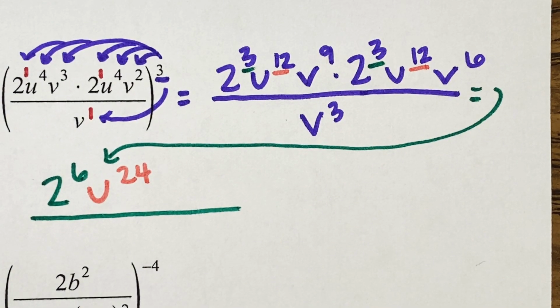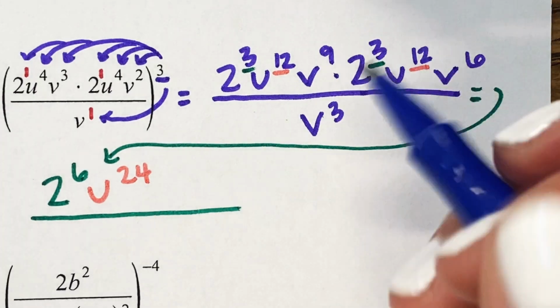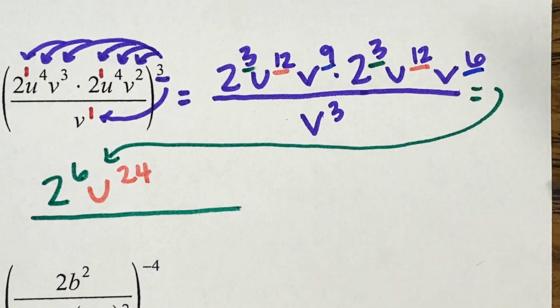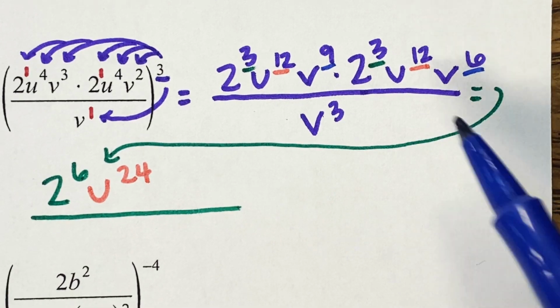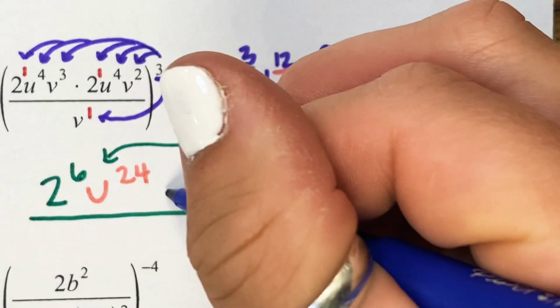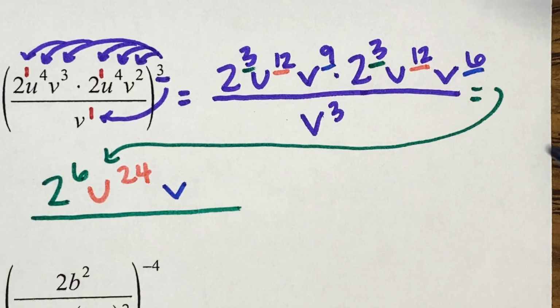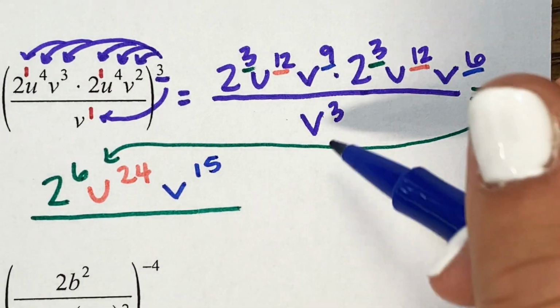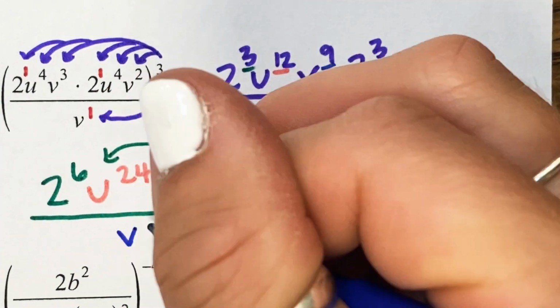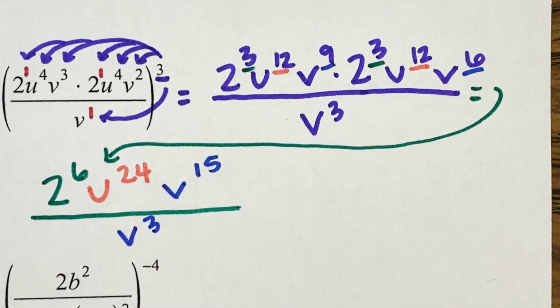Okay, now I'll use blue for V. Okay, so I have 9 V's right here, 6 more right here. So what is 9 plus 6? V to the power of 15. Okay, last one, V cubed.